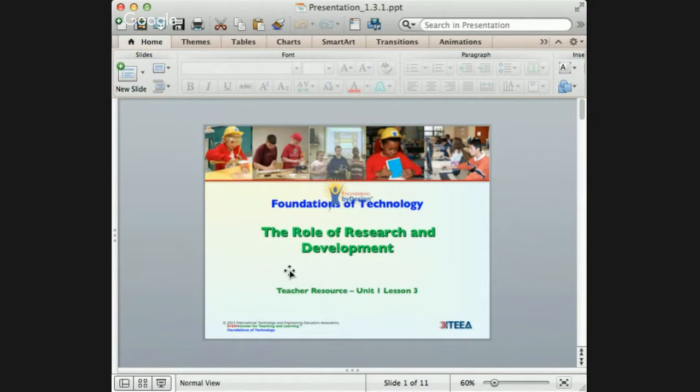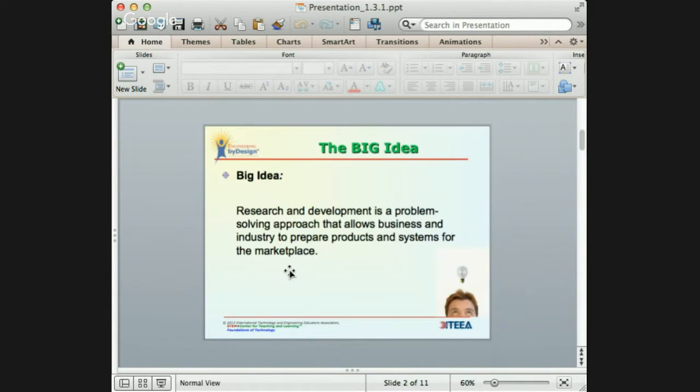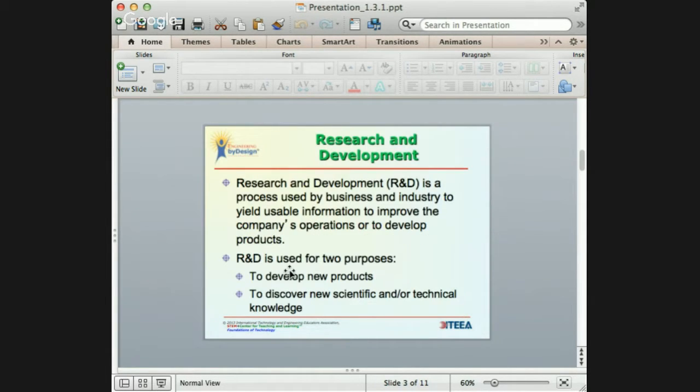So we're going to be talking about the role of research and development. As you will see on the board, the big idea, I'm going to read it for you. Research and development is a problem-solving approach that allows business and industry to prepare products and systems for the marketplace. So in other words, when you take the time to research and develop your product before you put it out there, it's going to save you time, it's going to save you money, it's going to save you from pulling your hair out. All right?